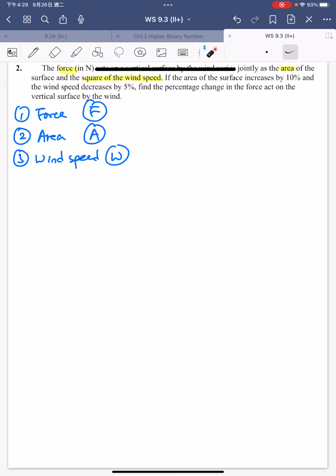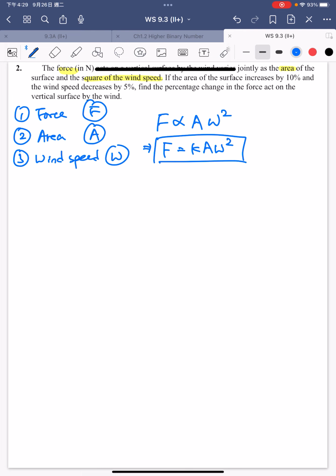And they said the force varies jointly as the area and the square of the wind speed. Which means that F is proportional to the area together with the wind speed squared. So this is our equation linking the force, the area and the wind speed. Then we can change the proportional sign into an equal sign with K. Then we have F equals K A W squared. So this is our formula.